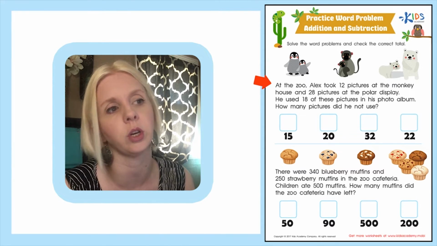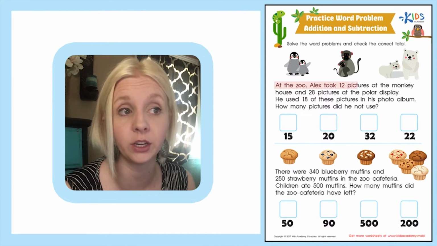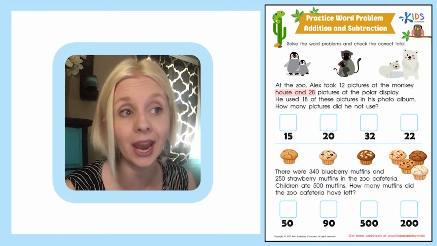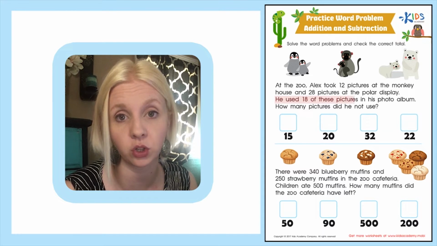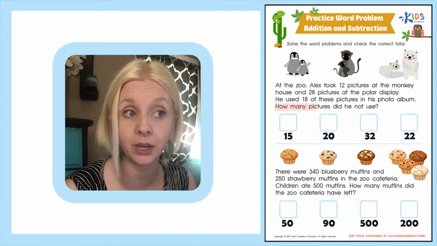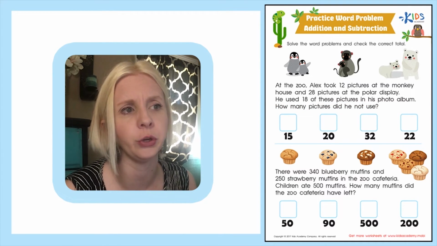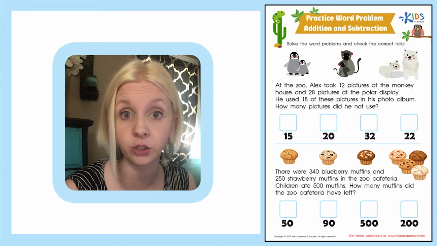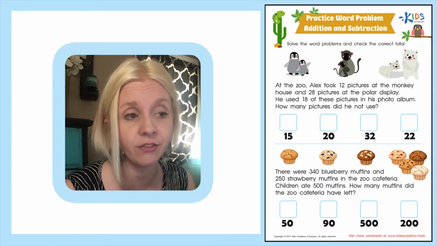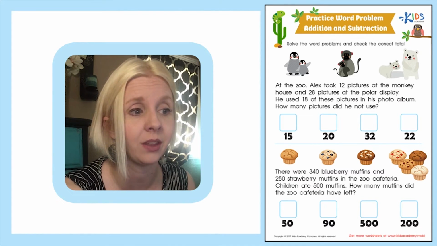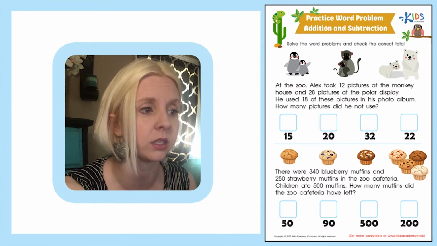Let's read through the first question here. The first question says, at the zoo, Alex took 12 pictures at the monkey house and 28 pictures at the polar display. He used 18 of these pictures in his photo album. How many pictures did he not use? So, what it looks like we need to do is determine how many pictures Alex took all together, and then we're going to subtract 18 from that to find out how many he did not use. So let's go ahead and get started with that.